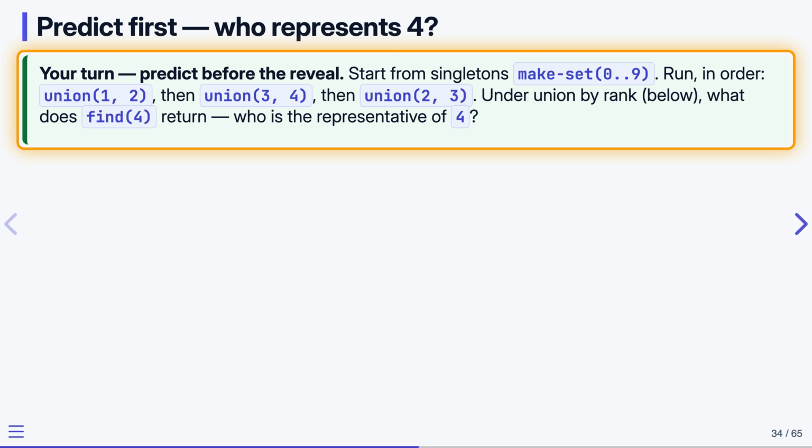Your turn. Let's predict before we reveal the answer. Start with 10 singletons made by make set from 0 to 9. Then run 3 unions in order. First union of 1 and 2. Then union of 3 and 4. Then union of 2 and 3. The question is this. Using union by rank, what does find of 4 return? In other words, who is the representative of 4? Take a moment and commit to an answer before you move on.